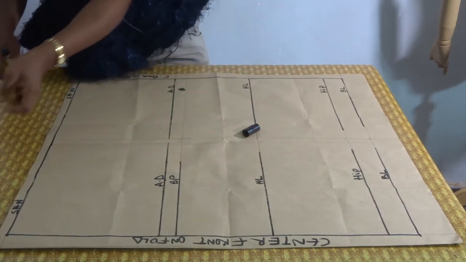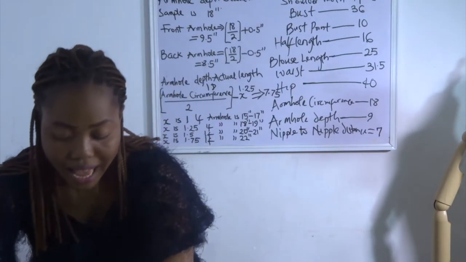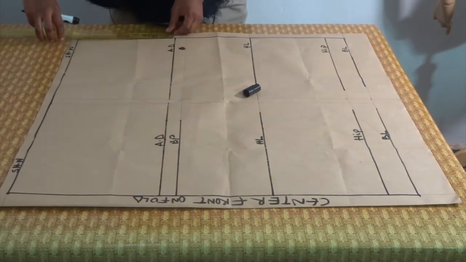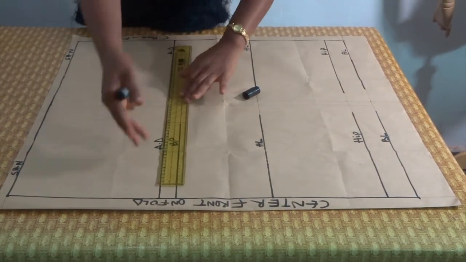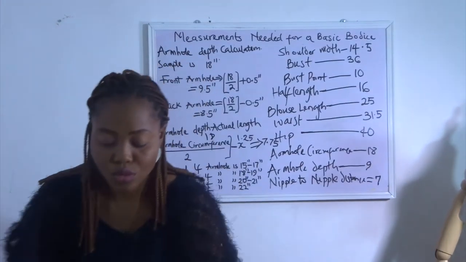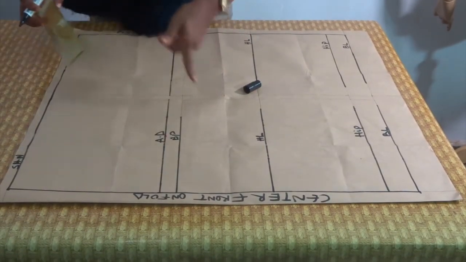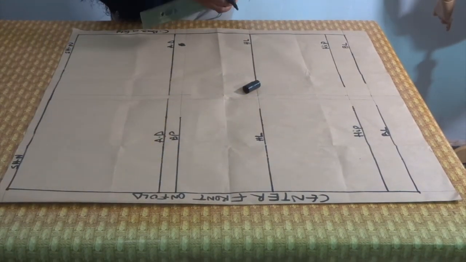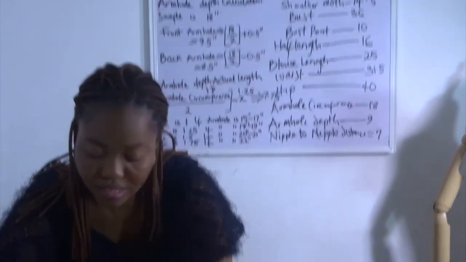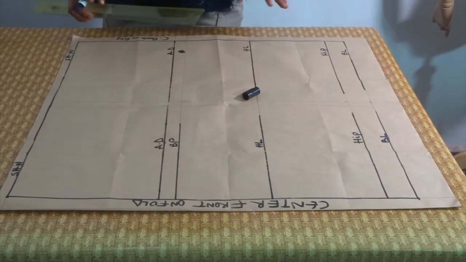Then from the armhole depth you measured here, which is 9, measure your 9 here, then rule. Your bust point is 10, so you measure 10 and rule. Your half length, which is around the waist, you measure 16, connect them together.